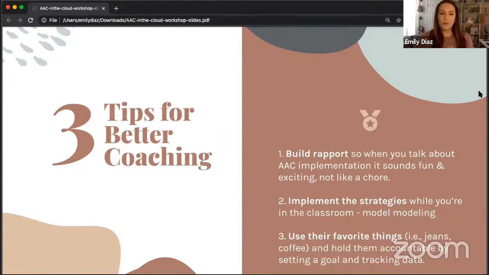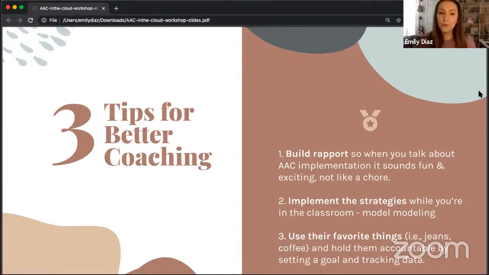So building rapport, I wrote down a catchy phrase that I swear last night at like midnight when I was reviewing my slides, I was like, this is it. This is the phrase. It's probably the most silly phrase that you'll ever hear. But I'm reading through it, I'm like, oh, that rhymes. They could probably remember that. So it's build rapport, so AAC is not a chore.